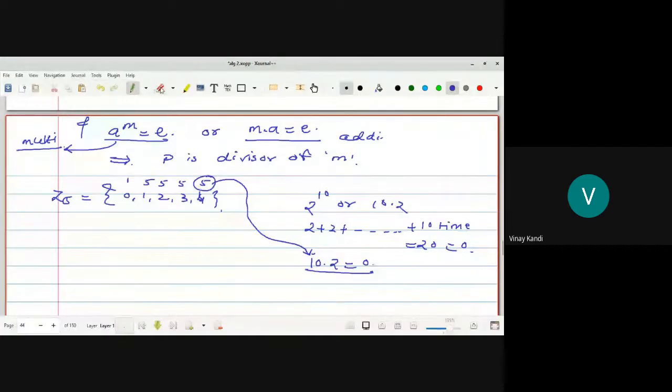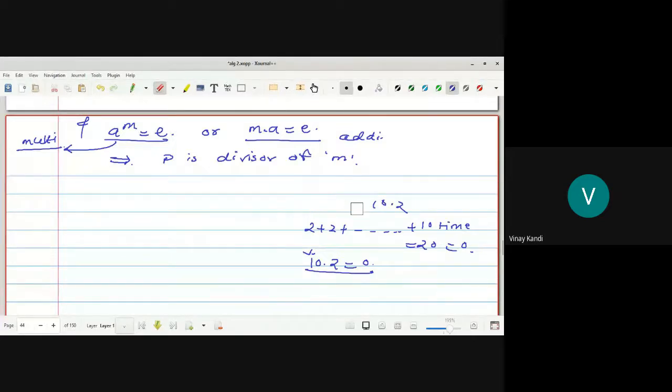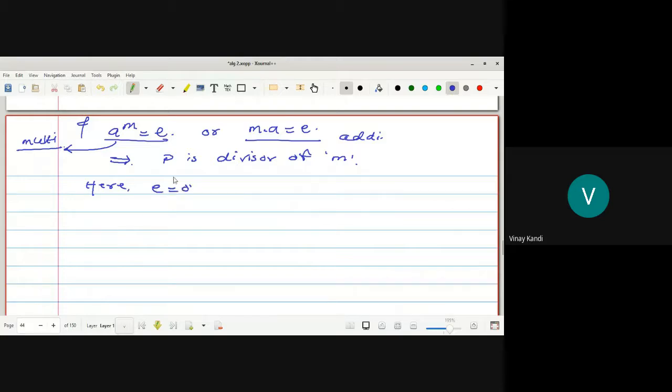This implies P is a divisor of m. Okay. Here, the identity is 0, identity of the additive group.